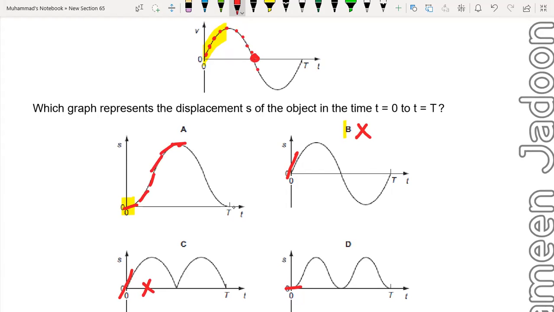Then velocity becomes negative. This means the gradient of the displacement-time graph should become negative, and it is becoming negative in option A. And the magnitude of velocity is increasing, so the gradient is increasing to a maximum, and then it becomes 0. So that's why option A is correct. Okay.